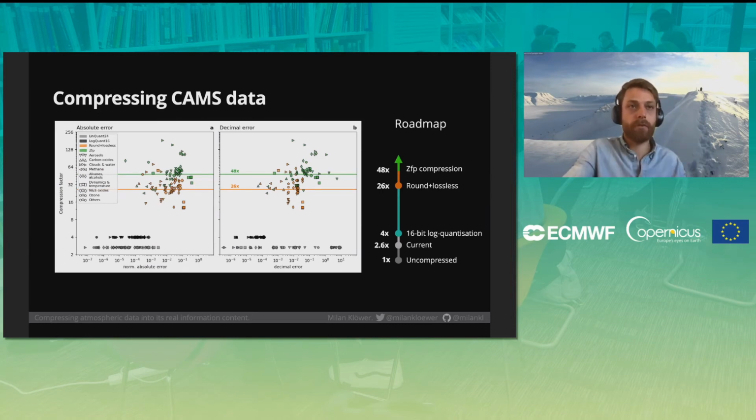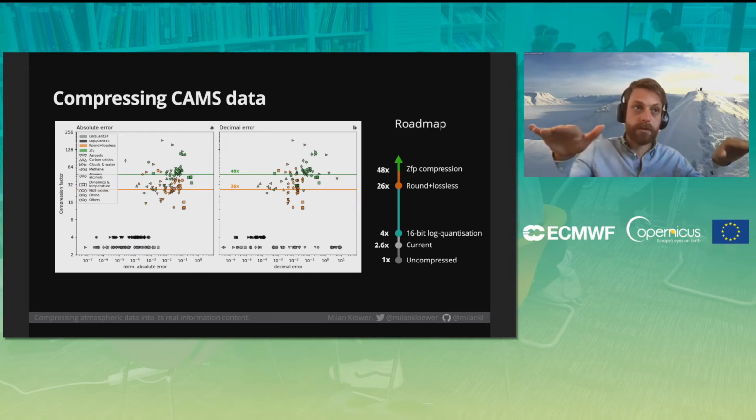Yeah, and then this is basically one of the summarizing slides here, where on the y-axis you have the compression factor. So you're getting really up to factors of 32, 64. On the x-axis you have different errors. On the left you have the absolute error. On the right you have the decimal error. And this basically shows you exactly this roadmap that I was showing to you earlier.